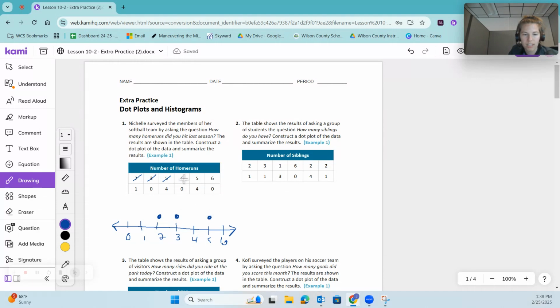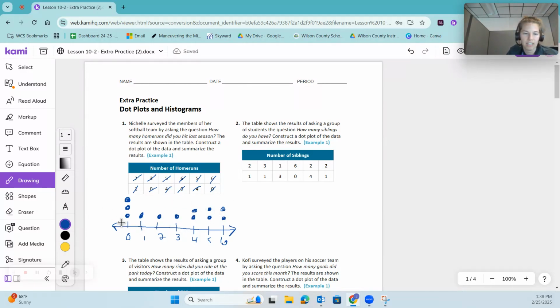5 home runs, 6 home runs. Another scores 5. Another scores 6. Somebody scores 1. Somebody scored 0. Another person scored 4. Another person, 0. Another person, 4. And a third person, 0. So this is the dot plot of this data.